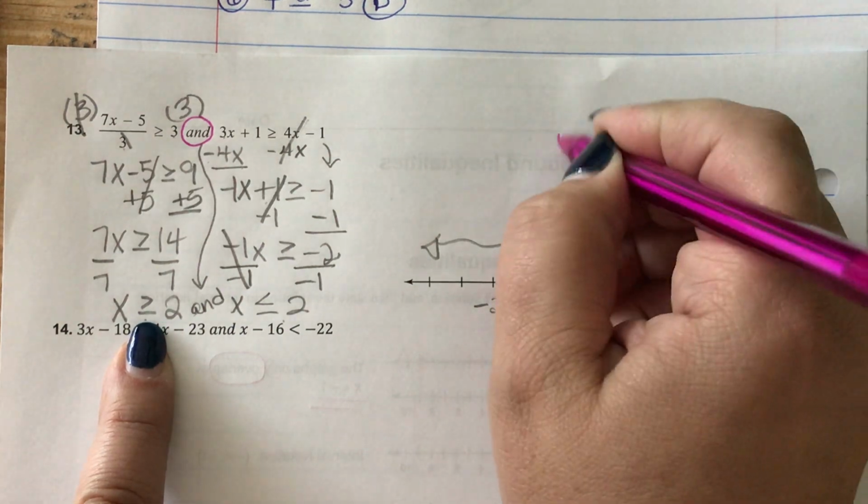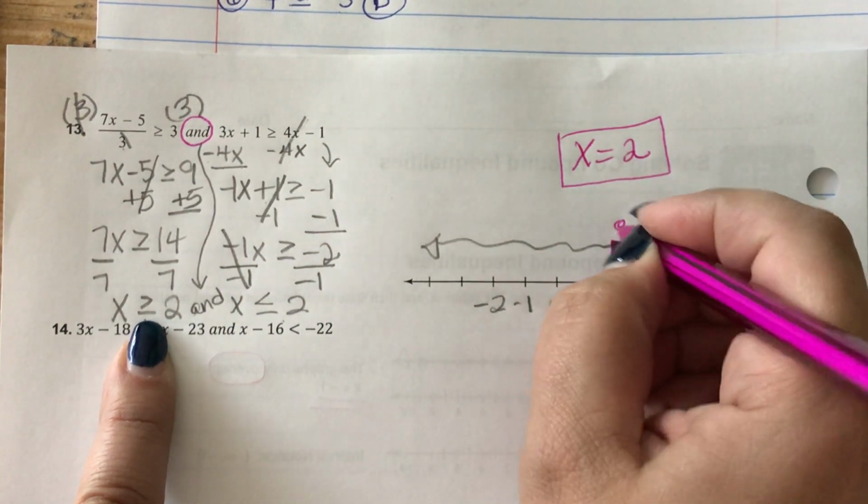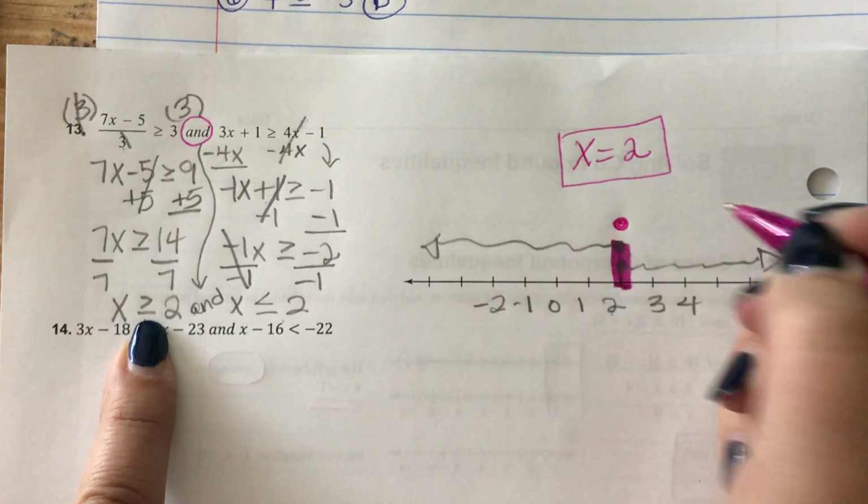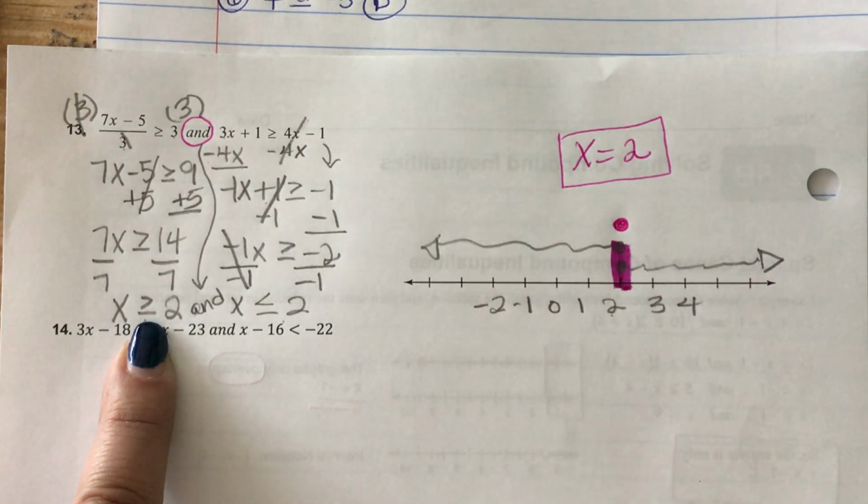That's it. Anything outside of that wouldn't be true for both. Okay? And so that is our solution. Just where x is equal to 2. That's it. Boom, just that point. That's the only solution. Even though it's a compound inequality.